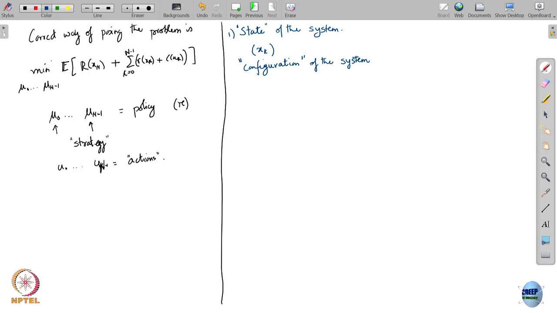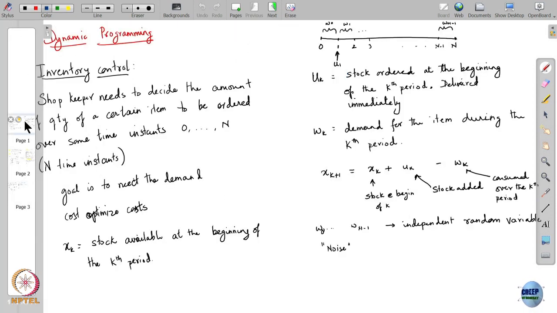Now, the state of the system is a part of problem modeling. What exactly you want to define as the state, there are usually more than one way of defining it, but try to always keep the state as simple as possible. For instance, in the previous problem, because we were talking of inventory and trying to decide the stock over these n time periods, we could have taken the state as the entire history of the stock levels up till time k. That entire history could be taken, but it does not help in trying to decide what we are actually looking for, which is the amount of stock that is to be ordered.